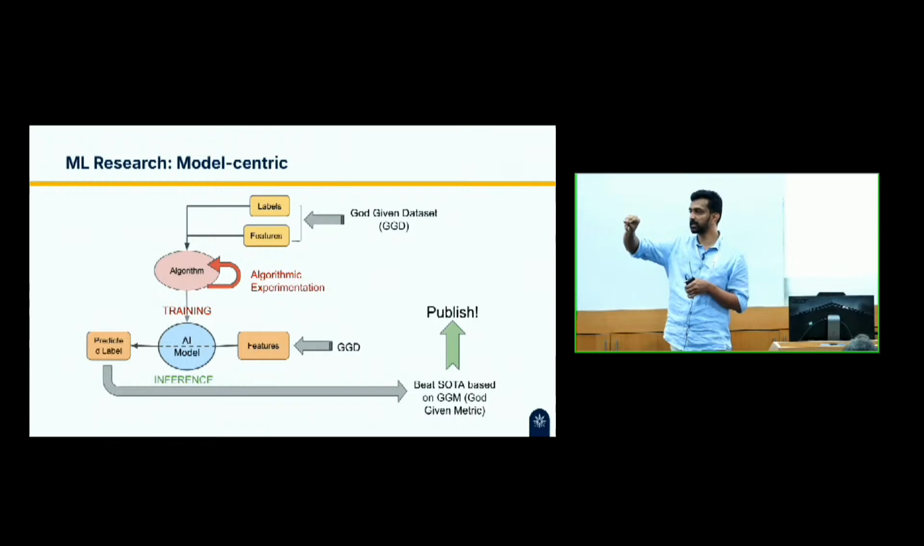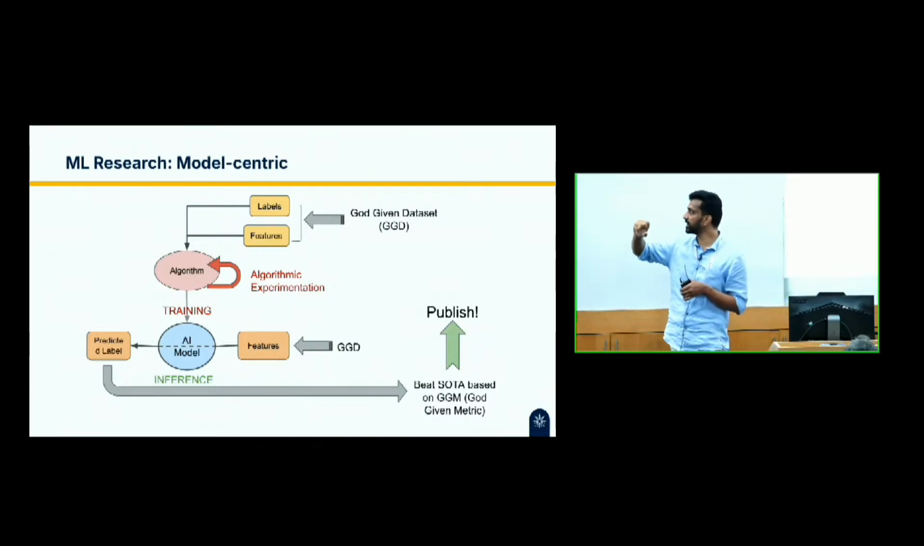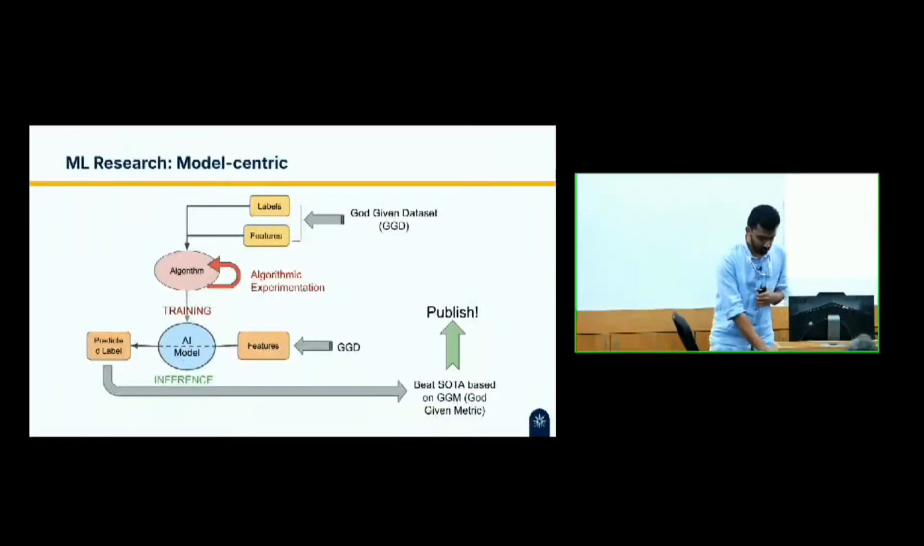You've taken a CNN model, or maybe you have used the recent vision transformer to train your image recognition model. So I keep trying models. I may change the layers, I may change the hyperparameters, or maybe I even come up with a new neural network architecture that can give me the best results. So my entire objective here is to write a paper saying that on this God-given data set, on this God-given metric, I'm the best.